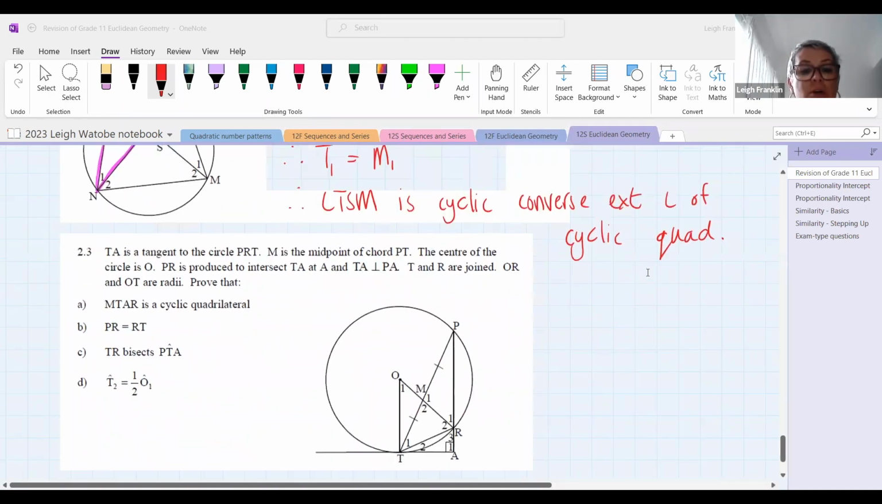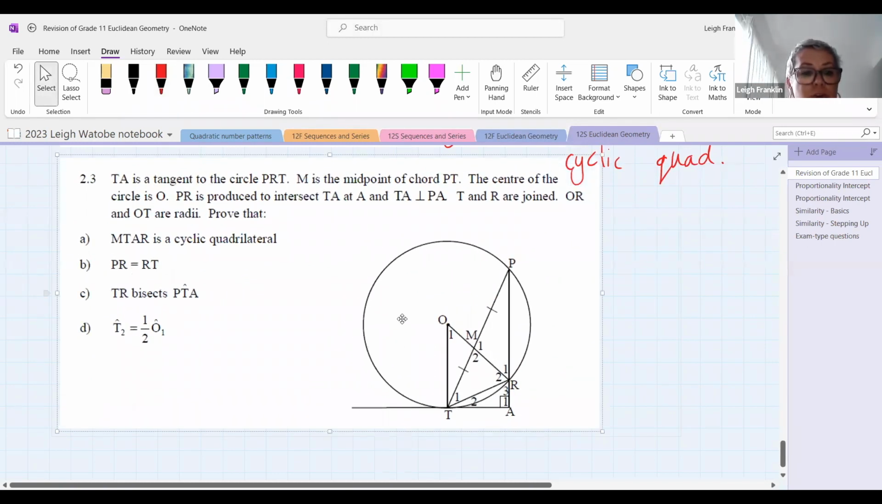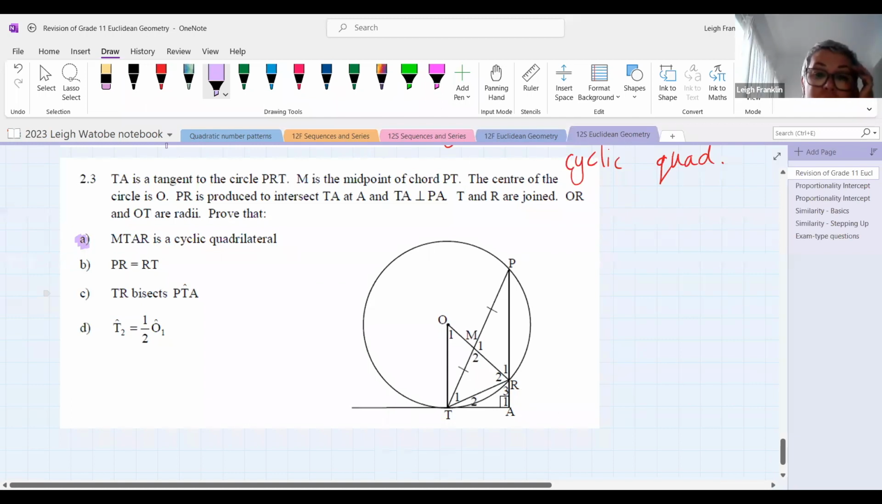Now again, I'm going to give you a question for homework. I'm going to give you this one. I just want to make it a little bit bigger so that you guys can take a screenshot of this particular question. If you are able to prove questions B, C, and D, that's wonderful. I will provide the answers for those next time as well. But what I want you to do is part A, proving MTAR as a cyclic quad. Once you've read this information, you should be able to do the rest of these as well. I encourage you to get that done, but at the very minimum, I want you to try and prove that MTAR is cyclic.